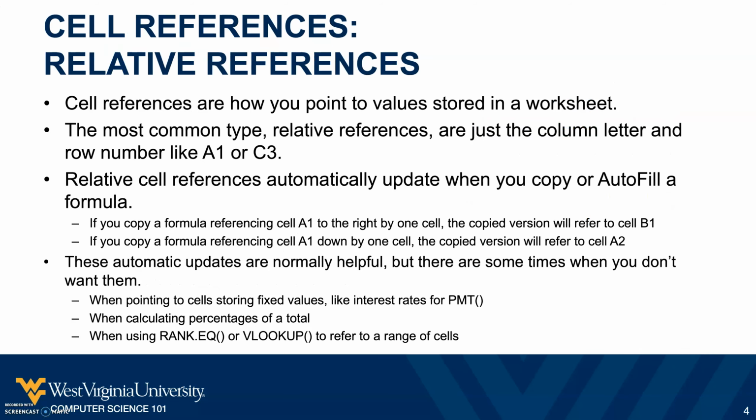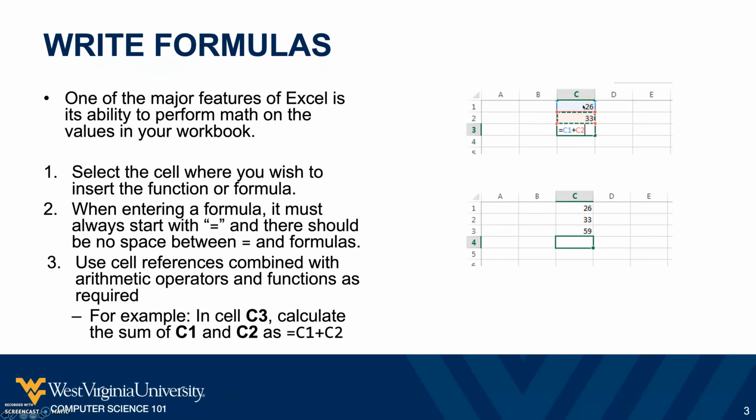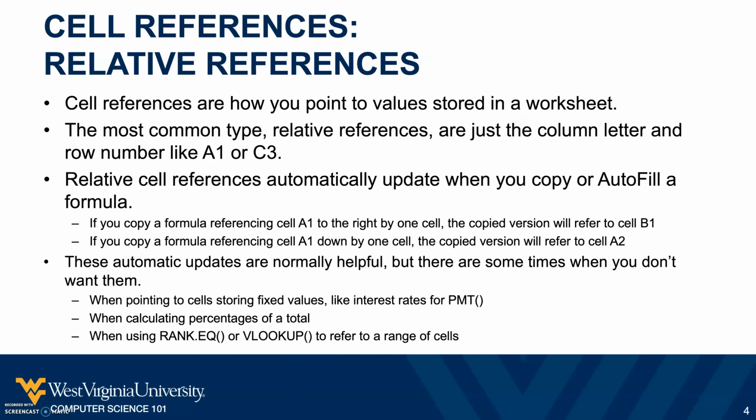So let's go ahead here. A cell reference, just like I was saying before, with no qualifiers on it, is a relative reference. They're just how you point to the values stored in the worksheet. The most common type are relative references. That's what we were just dealing with. It's just a column letter and a row number like A1 or C3. If you copy it over, I'm going to go back a slide. For example, if you copied this formula right here over, the formula would automatically update to add D1 and D2. It saves you time and effort. That's what a relative reference is.